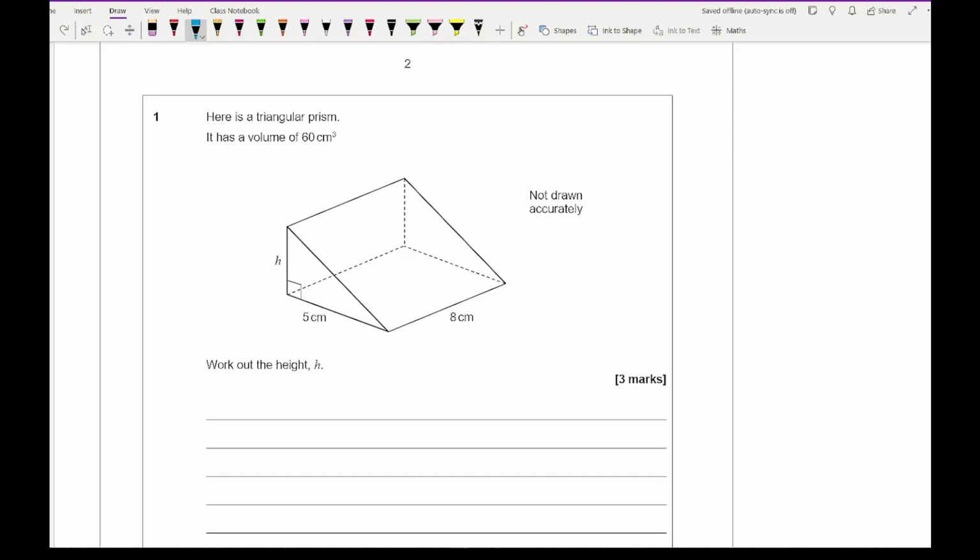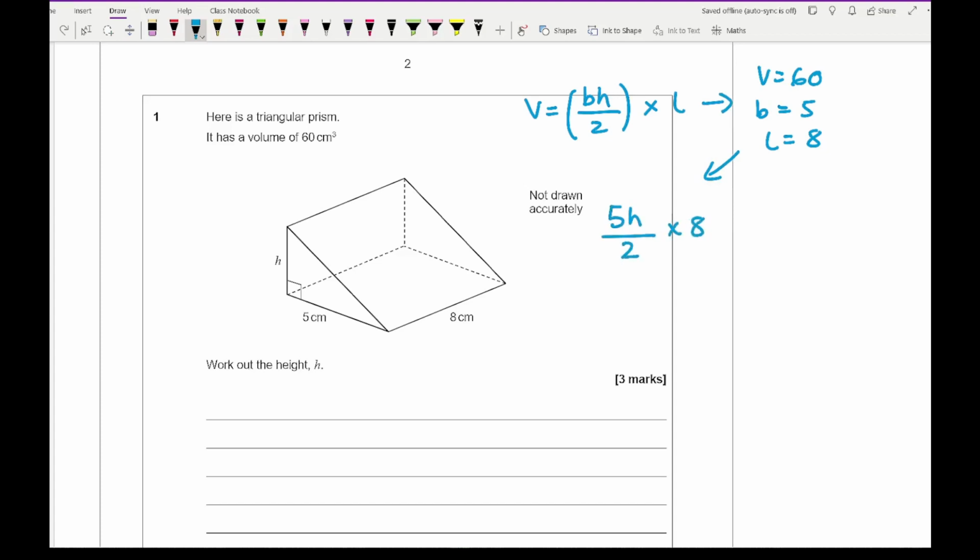Now for this particular question, it's always good practice for you to write down the formula. So the formula for this triangular prism is the cross-sectional area, which is a triangle, so that's base times height divided by 2, and then multiplying that by the length. Now the information I know in this question, I know that V equals 60, I know b equals 5 and l equals 8. So substituting those numbers into the formula, what I end up with is 5h divided by 2 multiplied by 8 equals 60.